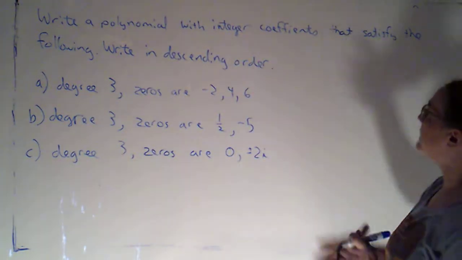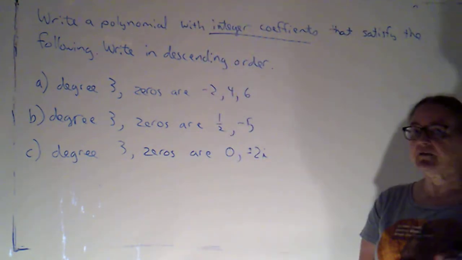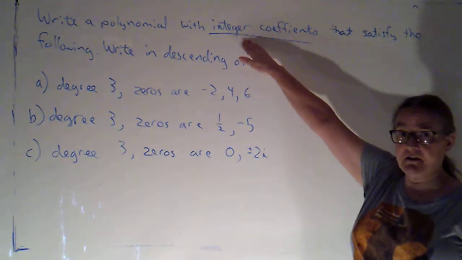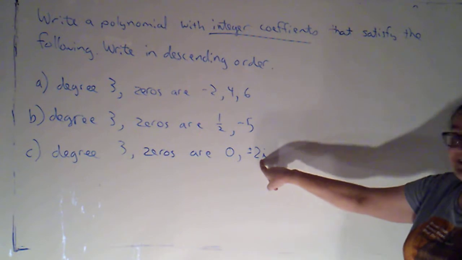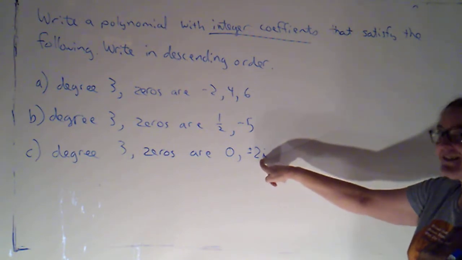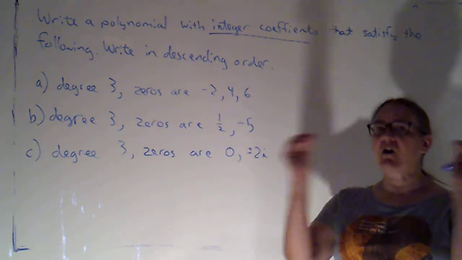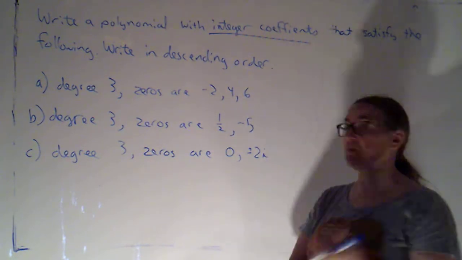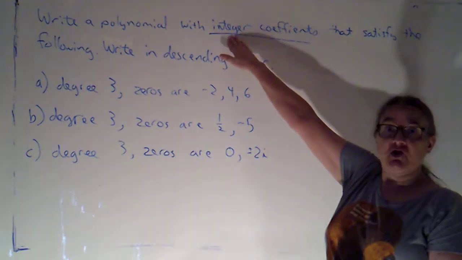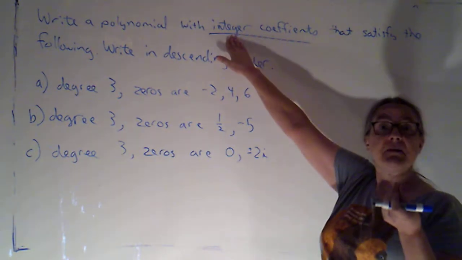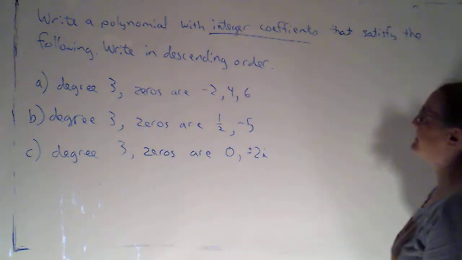They say to write a polynomial with integer coefficients. Now that's telling me two things. First of all, the integers are real numbers. So even though by the time we get to part C, we're going to have some imaginary zeros, we're not going to have any imaginary numbers in our actual polynomial. And more specific than just being real numbers, they've got to actually be integers. So no fractions either.